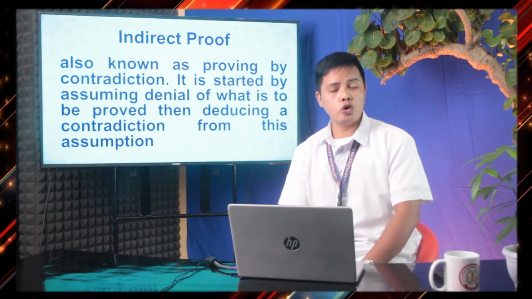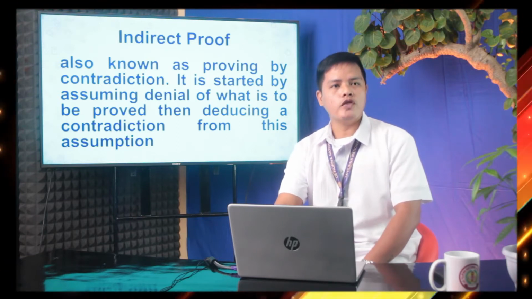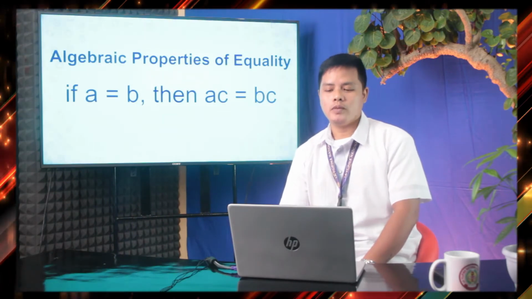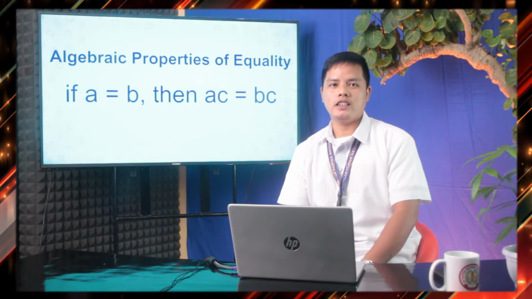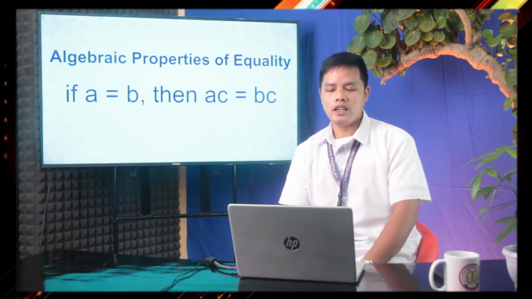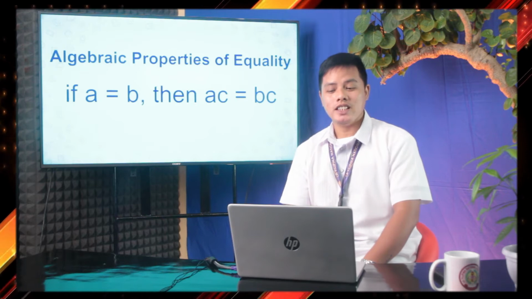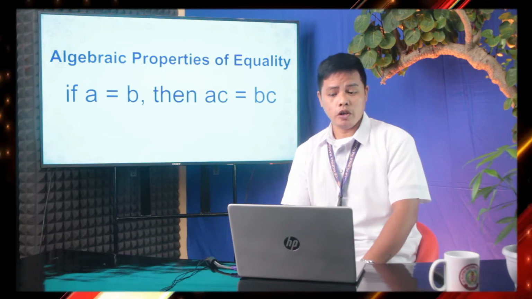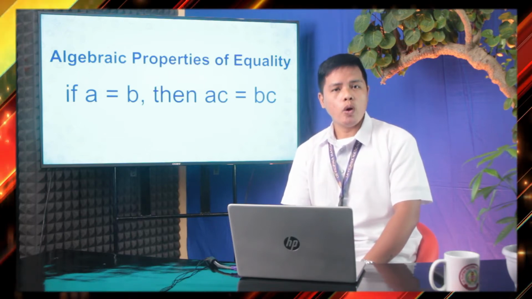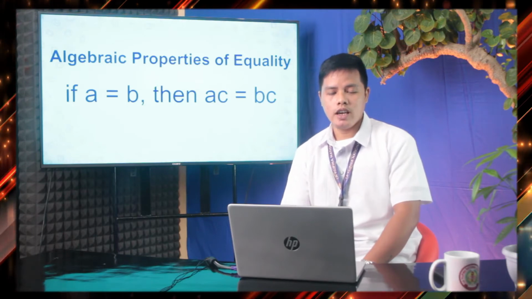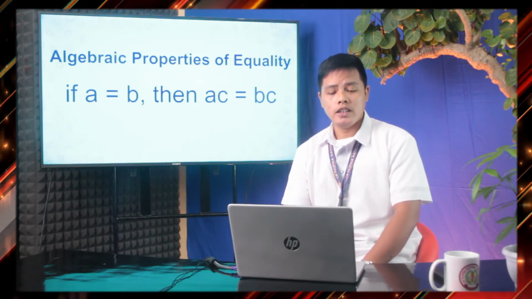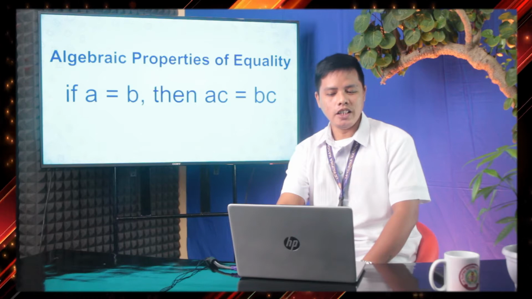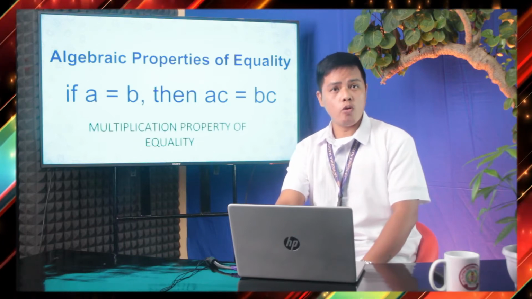Now, to understand these two proofs clearly, let's recall first the following properties of equality. Here are some algebraic properties of equality. And A, B, and C are real numbers. Since this lesson has already been discussed in grade 7 level, let's have a little bit of review. First, what property of equality? If A is equal to B, then A times C is equal to B times C. That's right. It is multiplication property of equality.